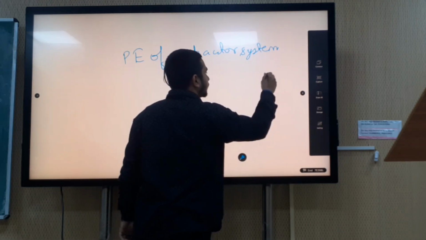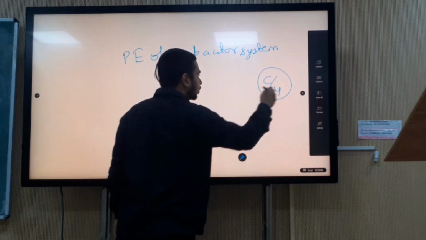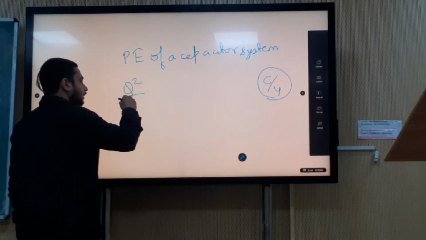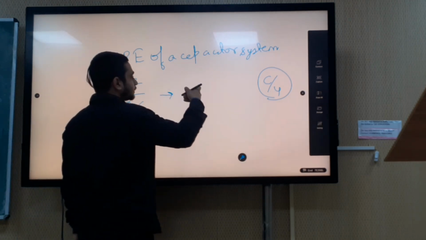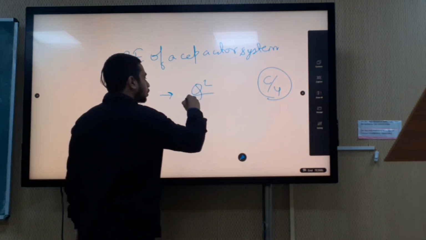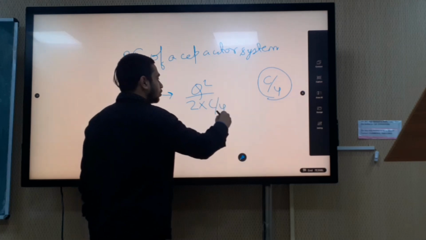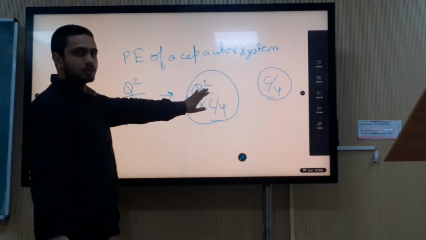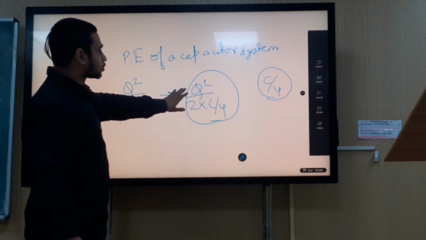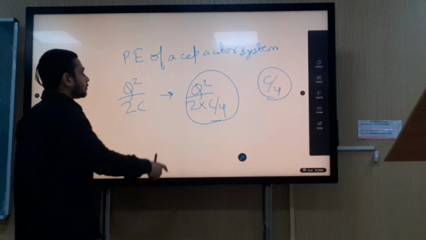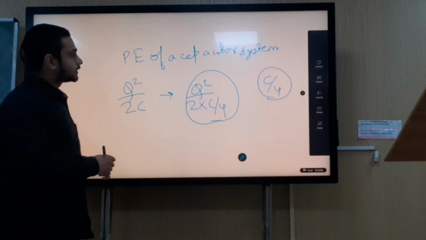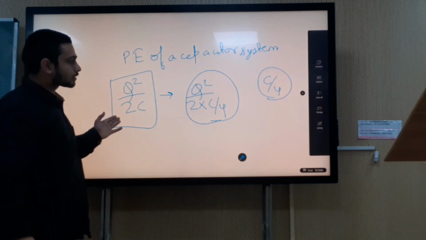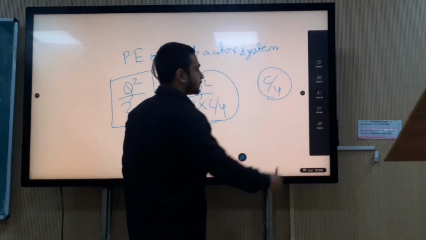So suppose that the net capacitance was C by 4. In the previous question, the potential energy is Q square by 2C. Here the C is C by 4, so Q square by 2 into C by 4. So net will be this. Like this we will solve what is the net potential energy of the capacitor system. The net potential energy is Q square by 2C, or for one capacitor it is also Q square by 2C.